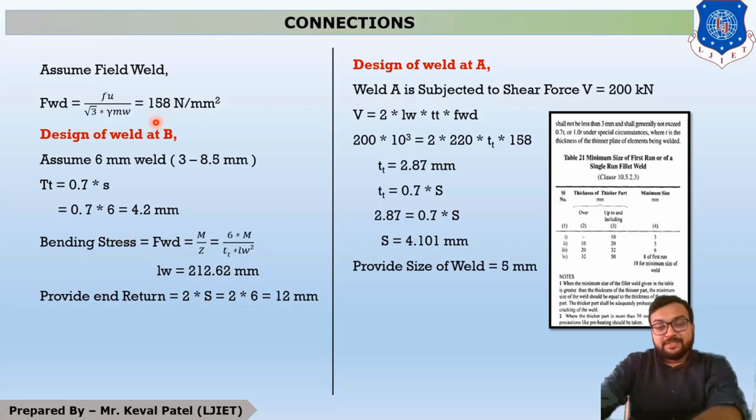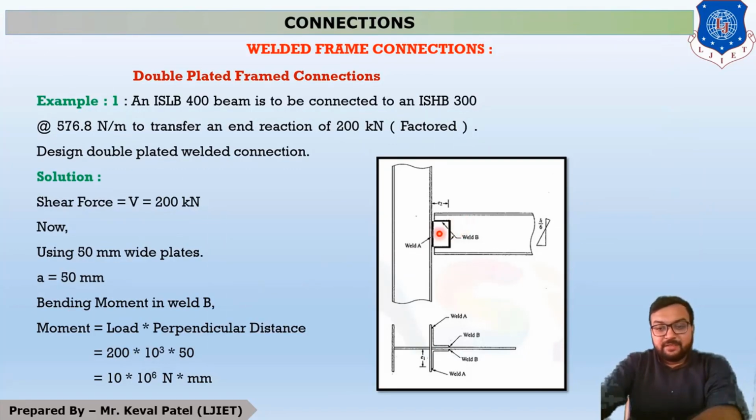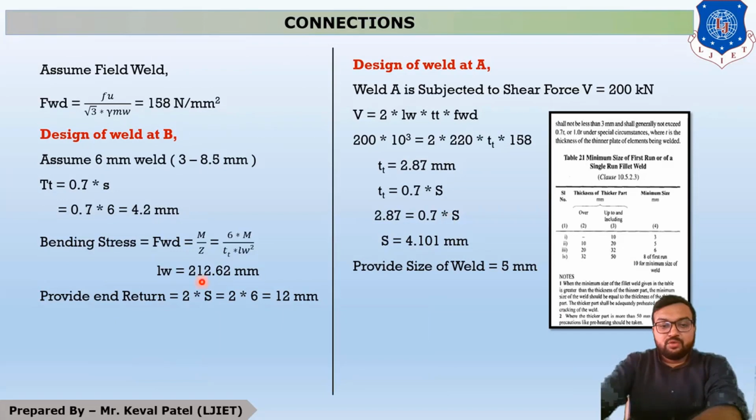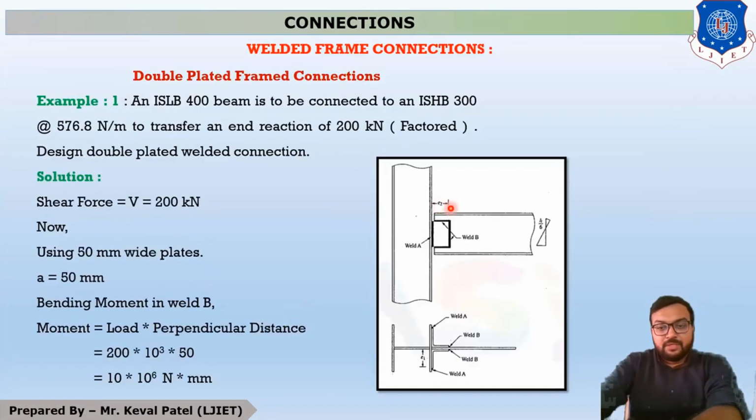It means if we have to resist a moment of 10 into 10 raised to 6, then the required length of welding is 212.62 mm. Now at the end you can see that this is the length. Now this is called end return. The equation of end return is 2 into S, so we have to provide an end return of 12 mm.